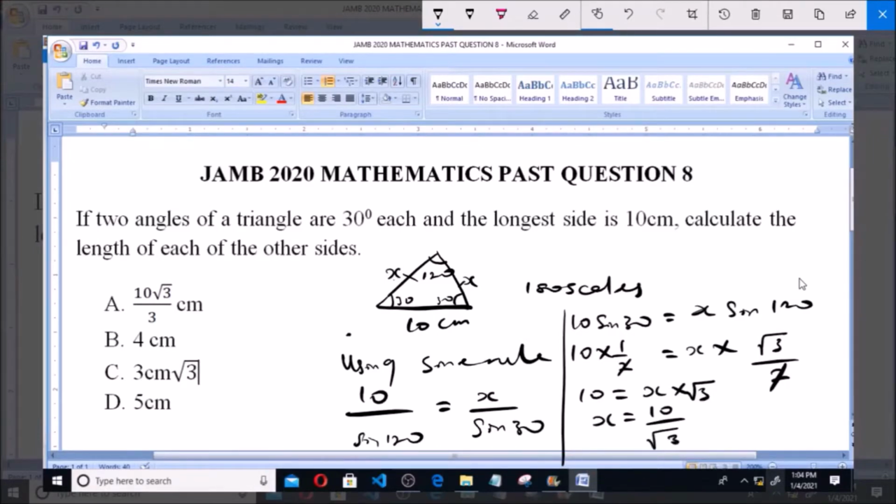Now we have to rationalize this. By rationalizing this, we'll multiply 10 over root 3 by root 3, which is the denominator, over root 3. Then this is equal to 10 root 3 over root 3 multiplied by root 3, which will give us 3. So we have 10 root 3 over 3, and this is the answer to the question, and that is option A.